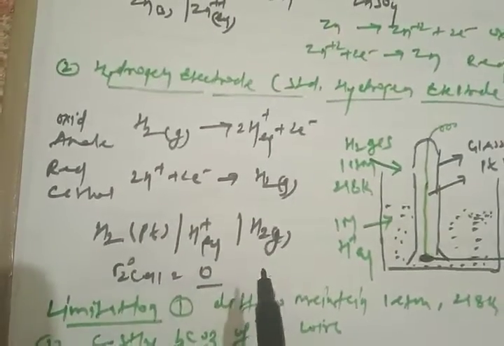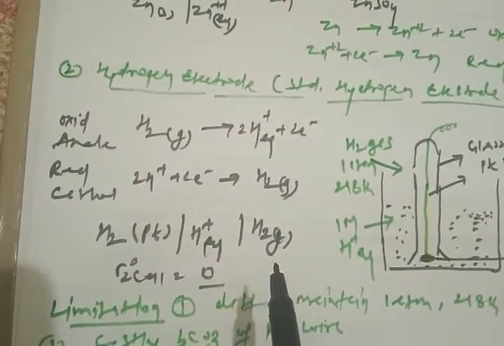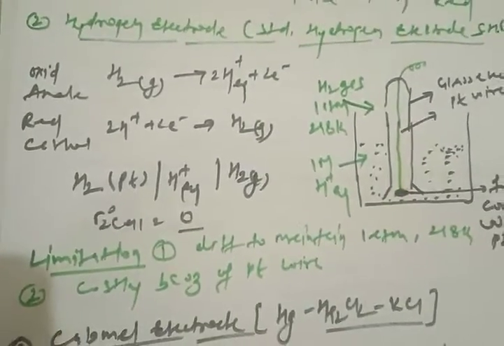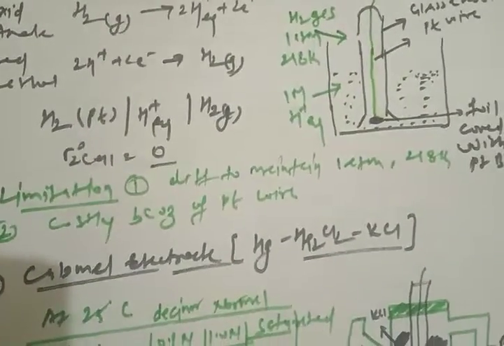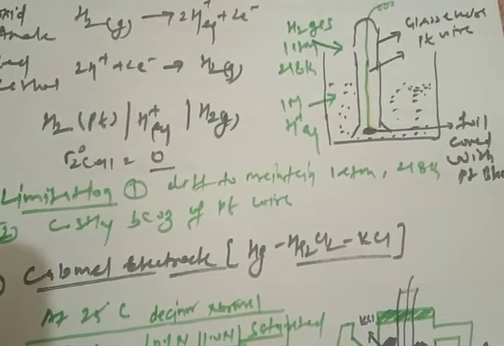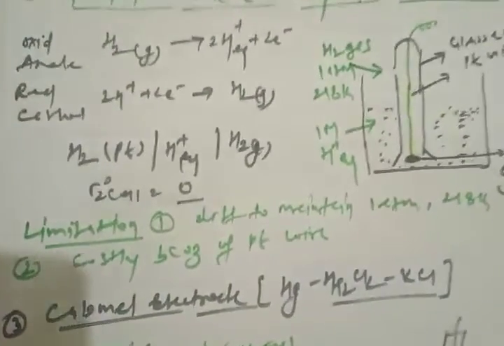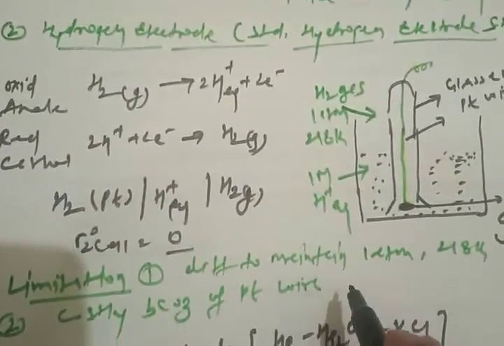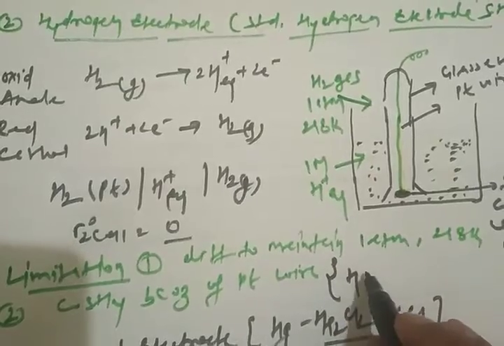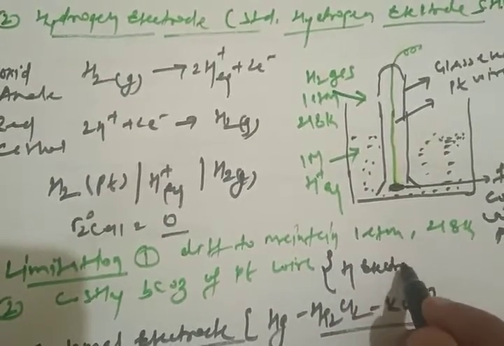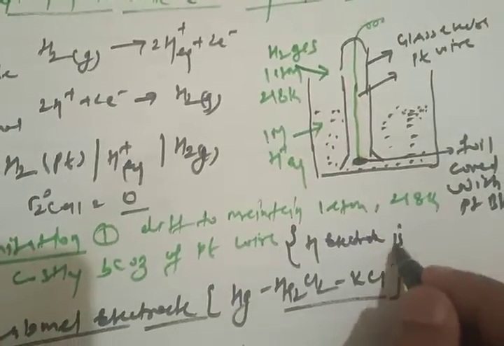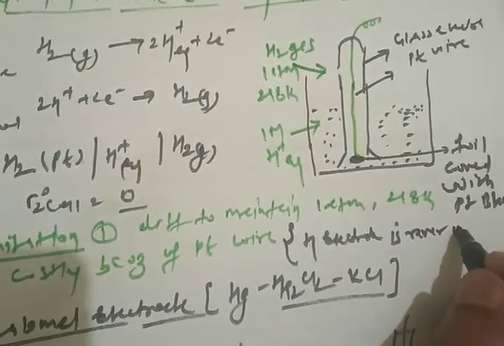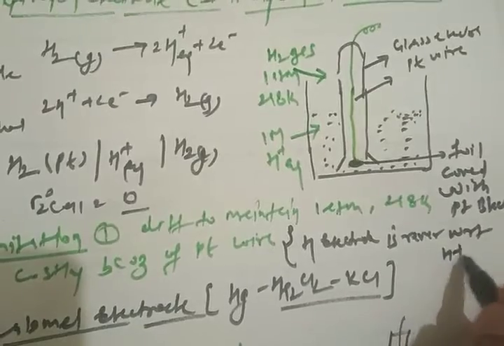one more thing you should know, that in case of hydrogen electrode, this is the hydrogen electrode. So hydrogen electrode is reversible with respect to H plus ion. You should note this point. I'm writing here, hydrogen electrode is reversible with respect to H plus ion.